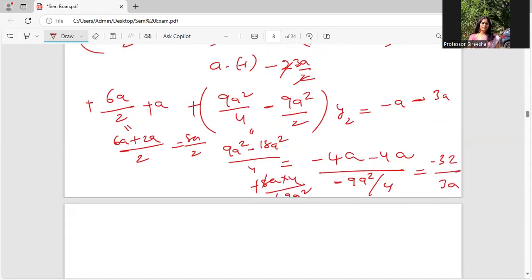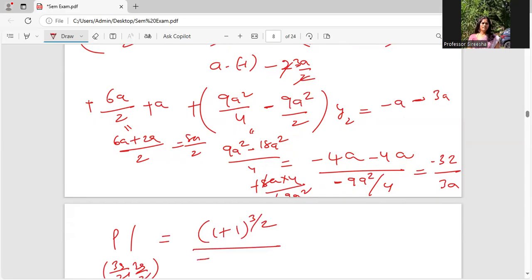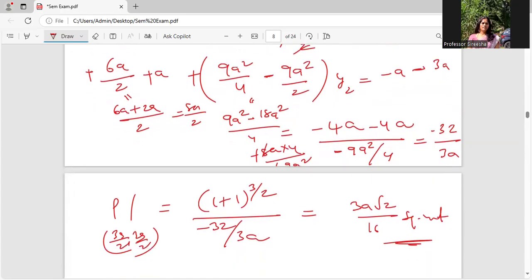So I'll be substituting them in rho. Rho at 3a by 2, 3a by 2 would be 1 plus minus 1 whole squared, which is 1, to the power 3 by 2, divided by 32 by 3a. So this would give me 3a root 2 by 16 square units. That's it. This is how I'll get the answer for rho at a point. And since there is no problem with dy by dx, I am proceeding. Otherwise, I would have gone with dx by dy.